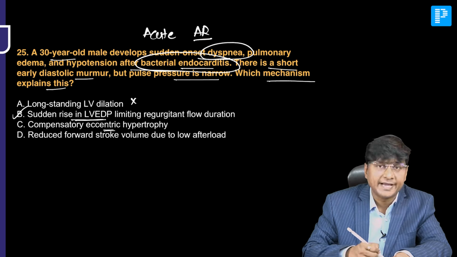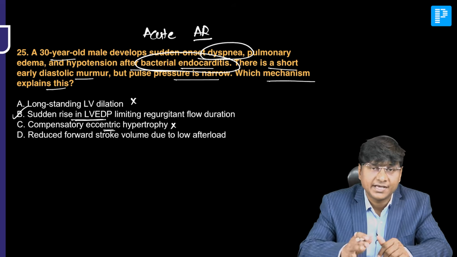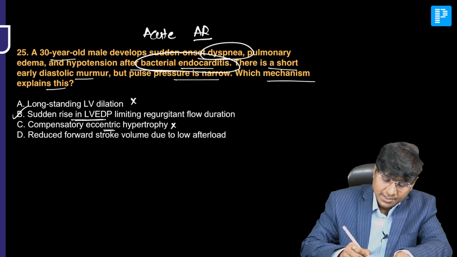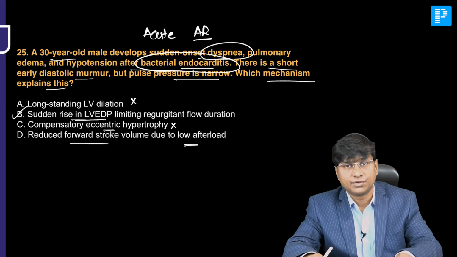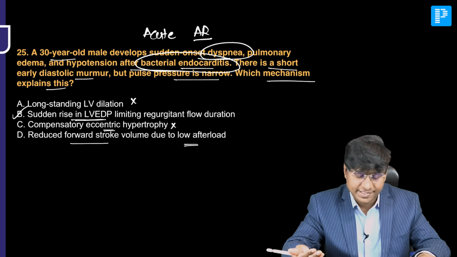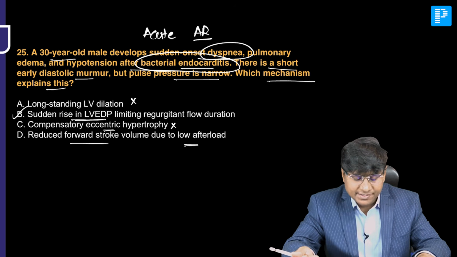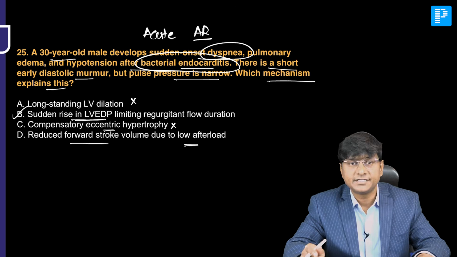Compensatory eccentric hypertrophy. In case of acute AR, you don't have eccentric hypertrophy. In chronic AR, you will have eccentric hypertrophy. Next, reduced forward stroke volume due to low afterload, right? That is incorrect in acute AR. In acute AR, the sudden onset dyspnea is mainly because of sudden rise in LV end diastolic pressures limiting the regurgitant flow duration, right? Next question.